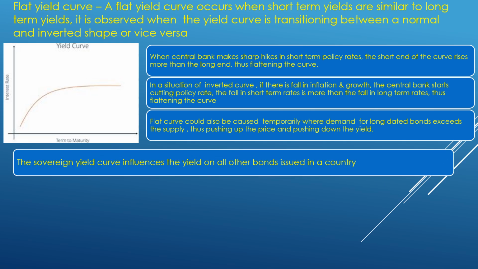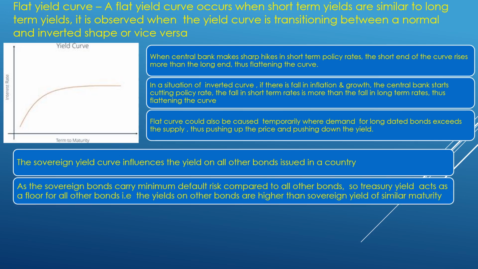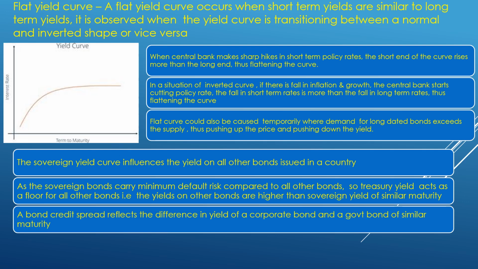Now, the sovereign yield curve influences the yield on all other bonds issued in a country. As sovereign bonds carry minimum default risk compared to all other bonds, the treasury yield acts as a floor for all other bonds. That is, the yields on other bonds are higher than the sovereign yield of similar maturity. A bond credit spread reflects the difference in the yield of a corporate bond and a government bond of similar maturity.